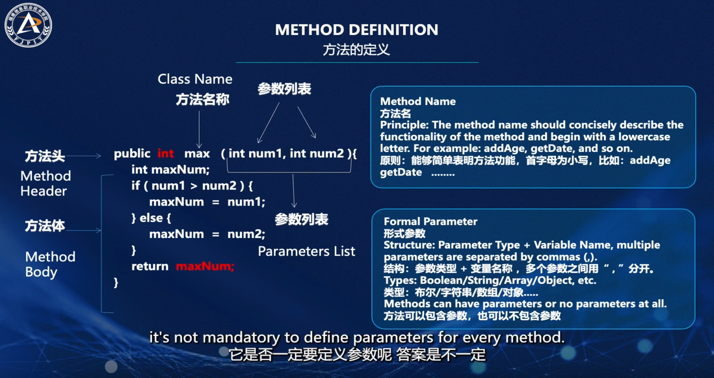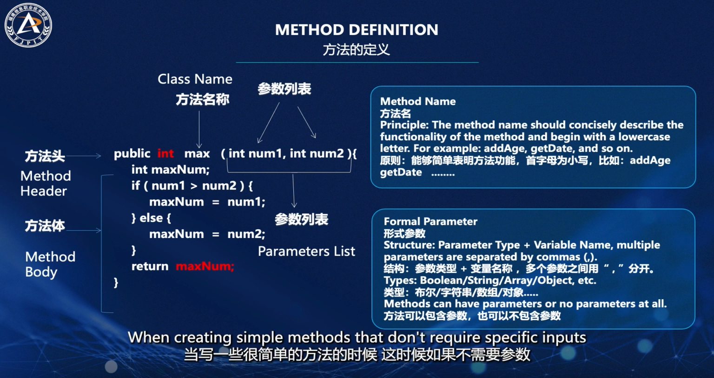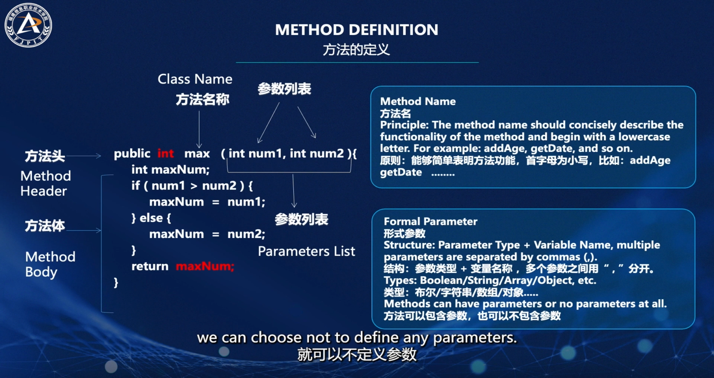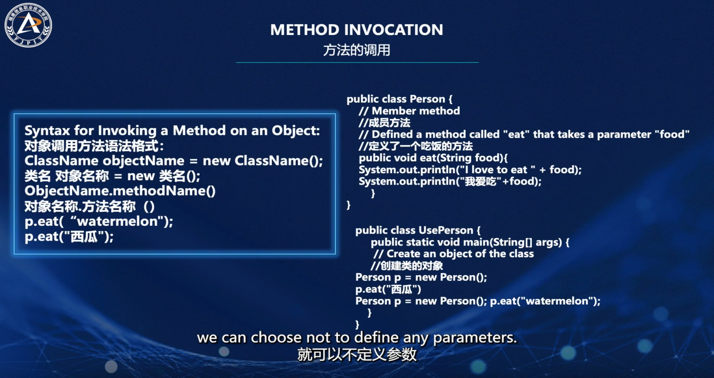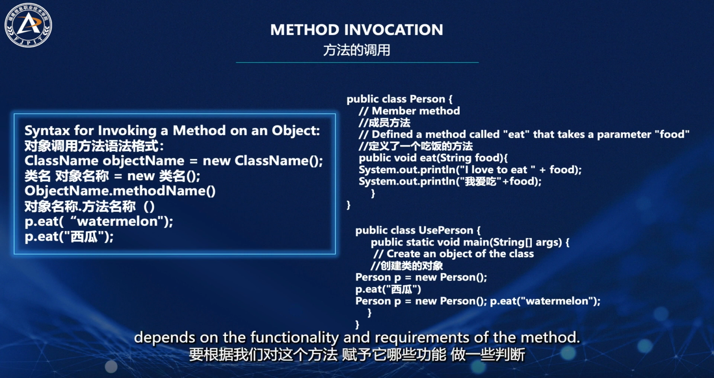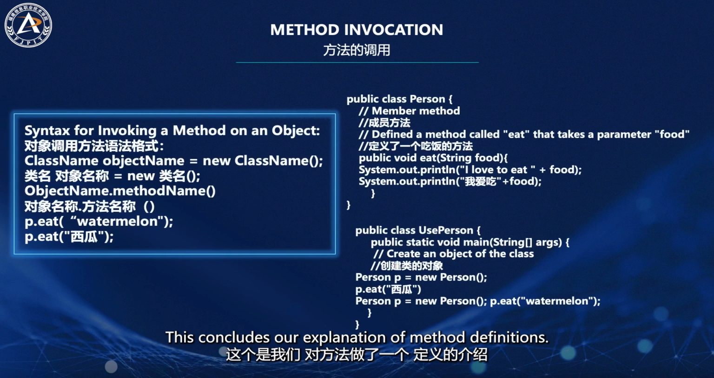However, it's not mandatory to define parameters for every method. When creating simple methods that don't require specific inputs, we can choose not to define any parameters. Therefore, whether to define parameters or not depends on the functionality and requirements of the method. This concludes our explanation of method definitions.